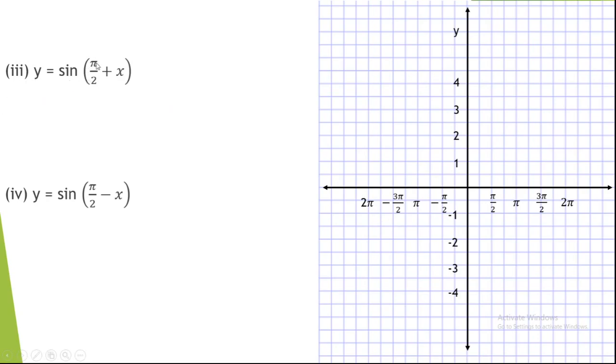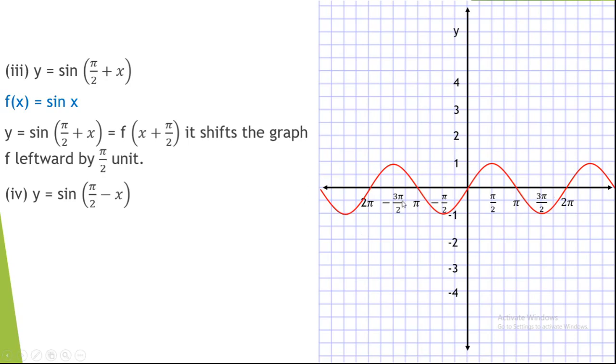y is equal to sin of x plus pi by 2. Here what happened? A small value is added to x. So consider y is equal to sin x. This is the sin x graph. A small value is added to x. So what will happen? The graph will shift leftwards by pi by 2 units. So this particular point is moved leftwards. From here it is shifted to here. From here it is shifted to here.